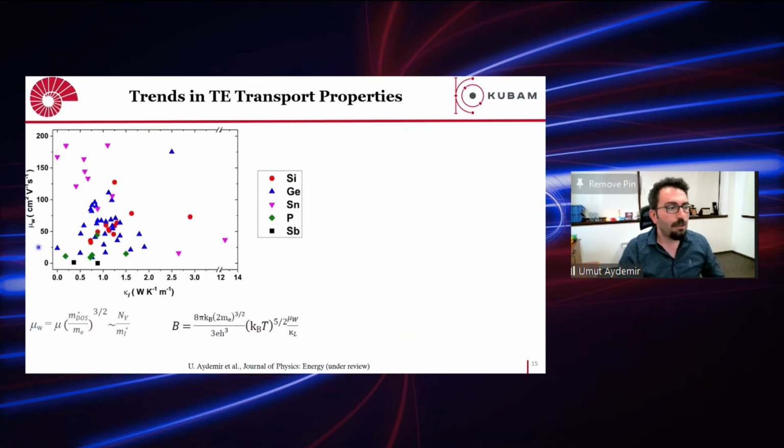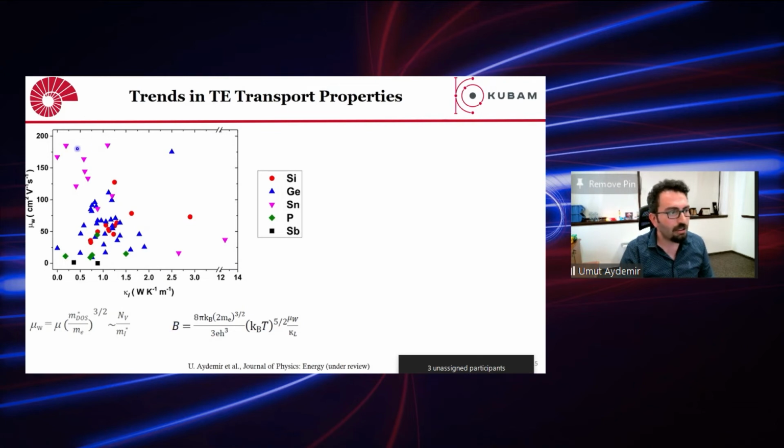So I plotted here the weighted mobility versus the lattice thermal conductivity. The reason that I plotted it this way is this. In addition to ZT, we can also define the efficiency with the quality factor. This gives you an impression of the maximum ZT which could be achieved, and it depends on the weighted mobility and the lattice thermal conductivity. The higher the weighted mobility and the lower the lattice thermal conductivity, the higher the beta values you will get.